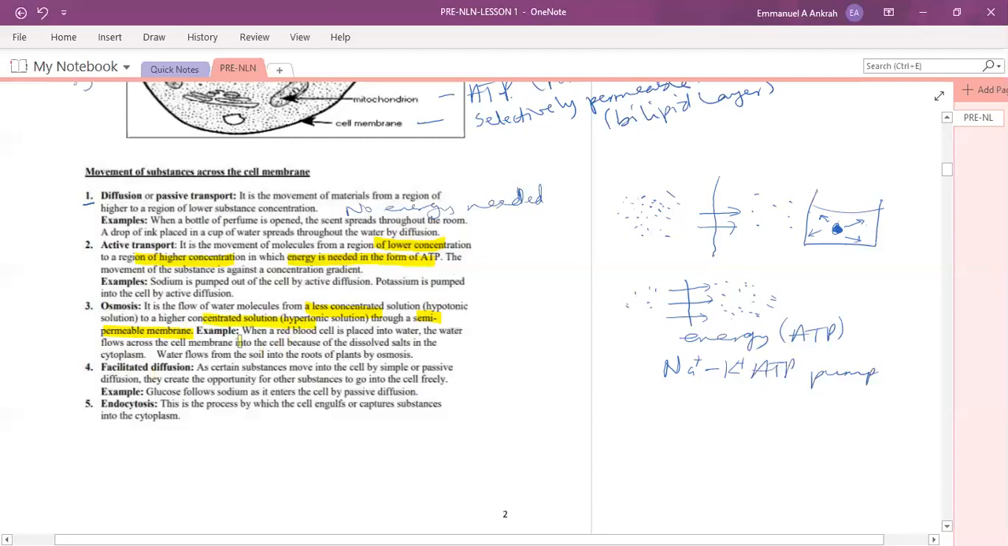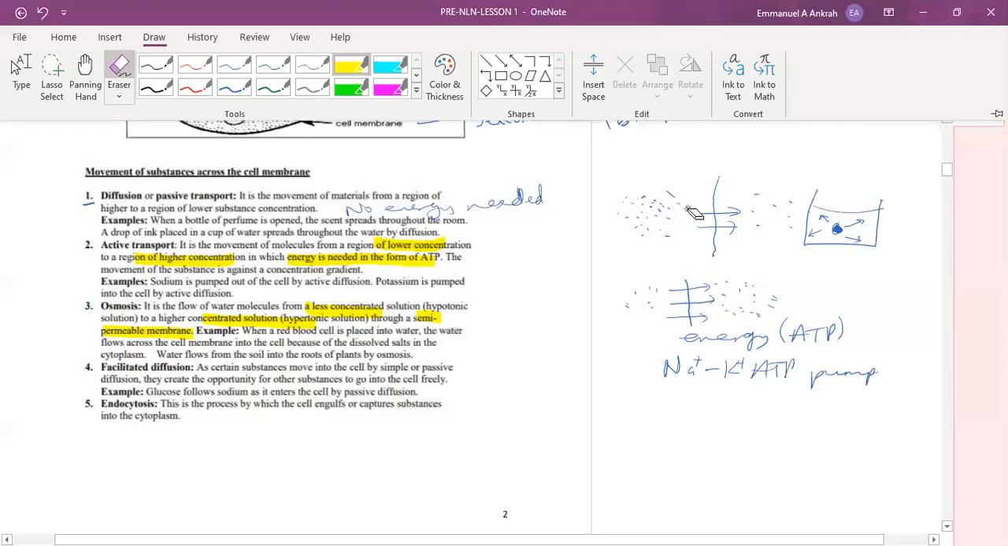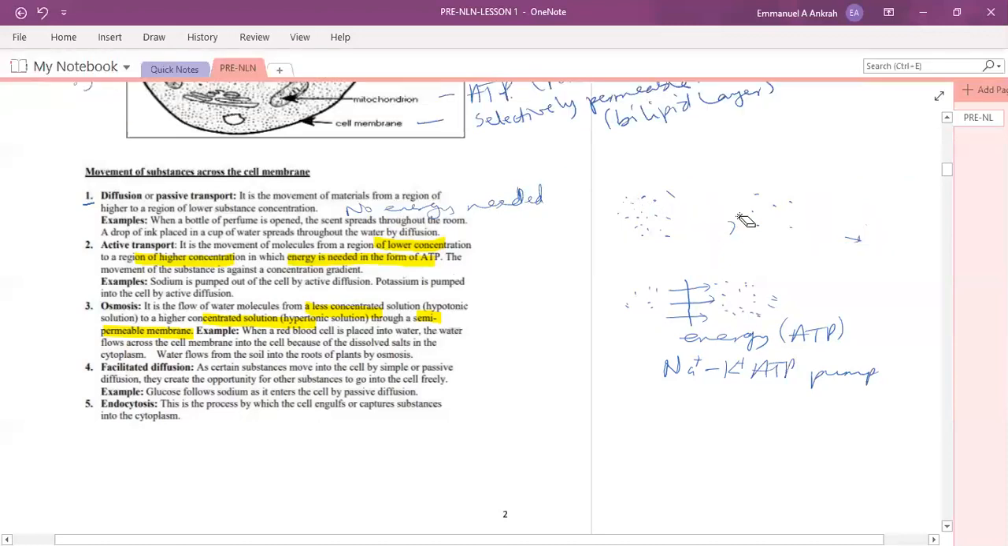And an example is when you have the red blood cell and you place it in water, the water flows across the cell membrane into the cell because you have dissolved salt in the cytoplasm. Okay. And another example is water flows from the soil into the roots of plants by osmosis. Okay. So that's what happens in the roots. Okay. So you can always do these experiments if you have kids who want to do a science experiment. One of the easiest experiments they can do is the osmosis experiment. And this is how it will look.